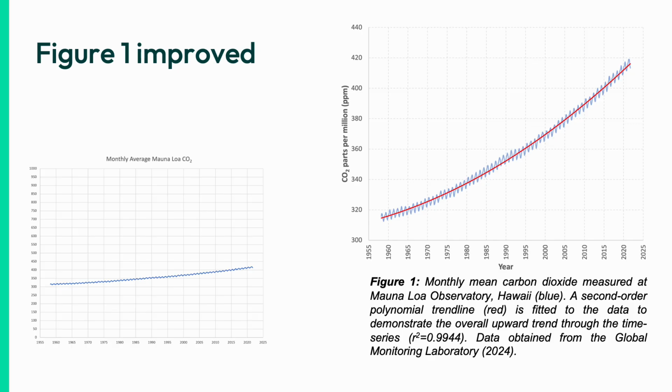So instead of having the axes from 0 up to 1,000, we've brought that down. We started at 300 and gone up to 440 parts per million. Okay, so it tells the story of your data.